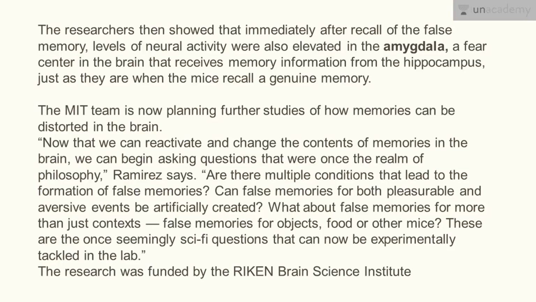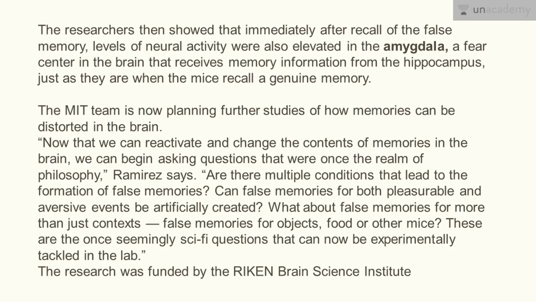The MIT team is now planning further studies of how memories can be distorted in the brain. Now that we can reactivate and change the contents of memories in the brain, we can begin asking questions that were once the realm of philosophy, Ramirez says. Are there multiple conditions that lead to the formation of false memories?